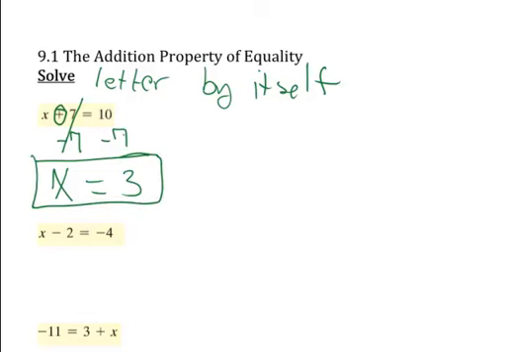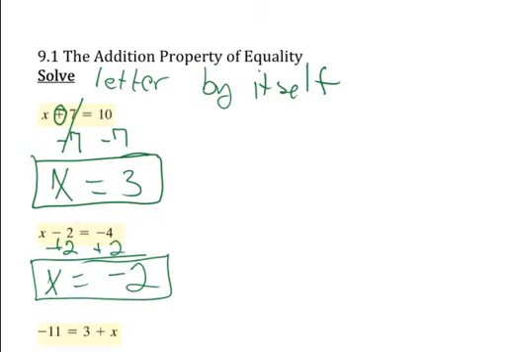Alright, for the next problem I have x minus 2 is equal to negative 4. So again, I want to undo the process. If I'm subtracting 2, I want to undo it by adding 2 on both sides of the equation. That's going to leave me with x is equal to negative 4 plus 2, which is negative 2. Alright, let's try the next problems.